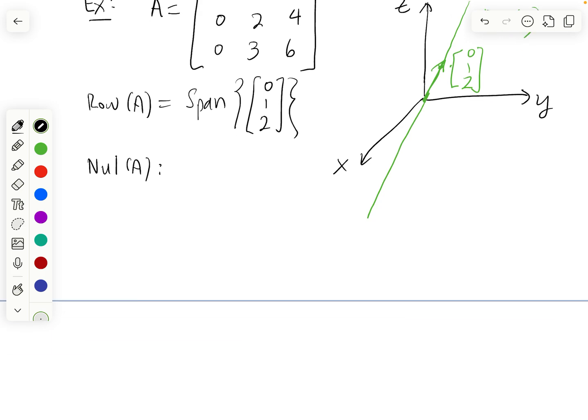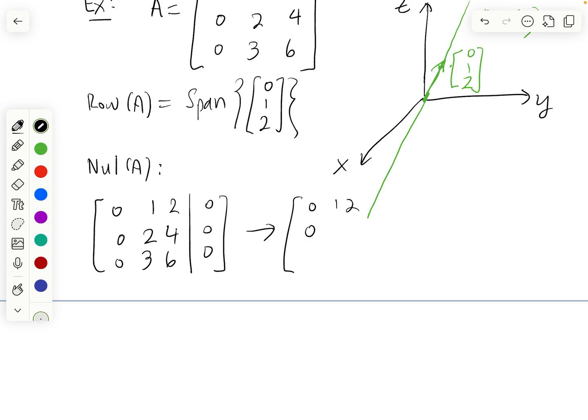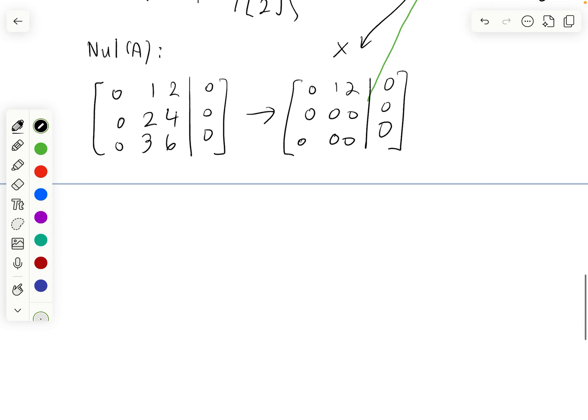Okay, so the null space of this matrix. So we solve Ax equals 0, and then when you row reduce, you get this. And now what are the free variables?